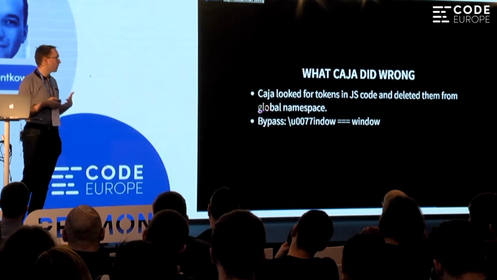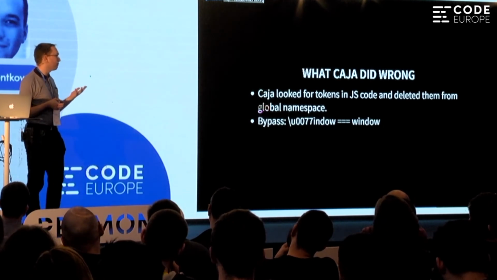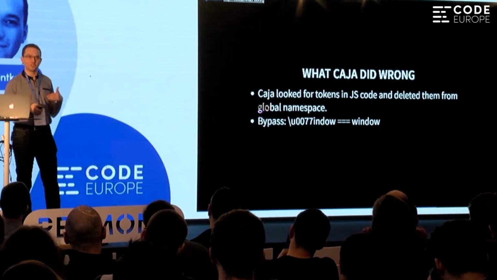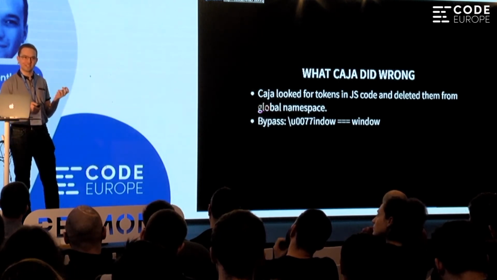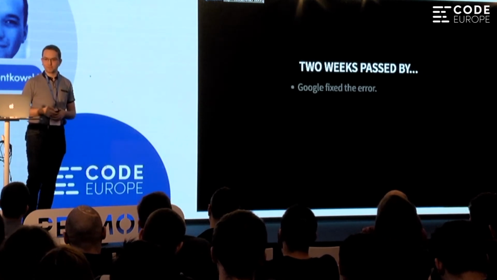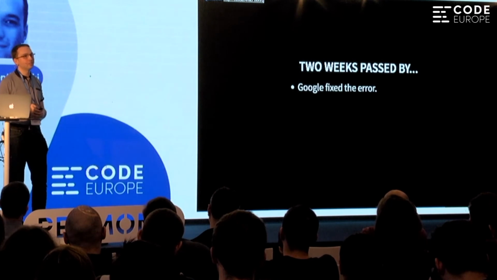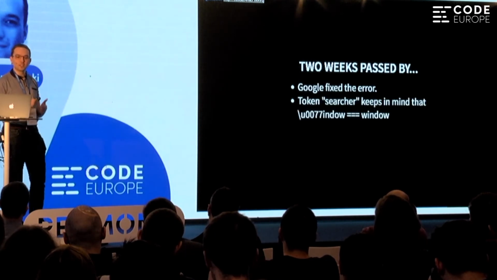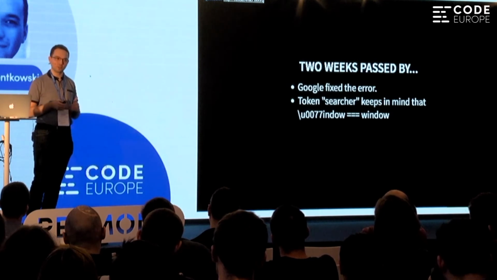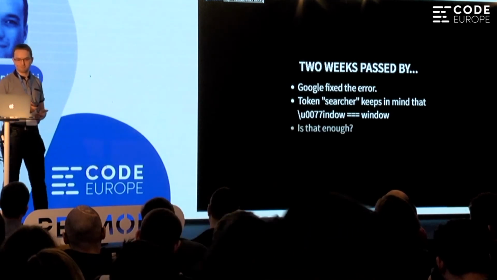So Caja looked for tokens in JavaScript code and deleted them from the global namespace. The bypass was that window can be written also as \u0077indow. Two weeks passed by, Google fixed the vulnerability, and the token searcher keeps in mind that \u0077indow is equal to window. But is it enough?